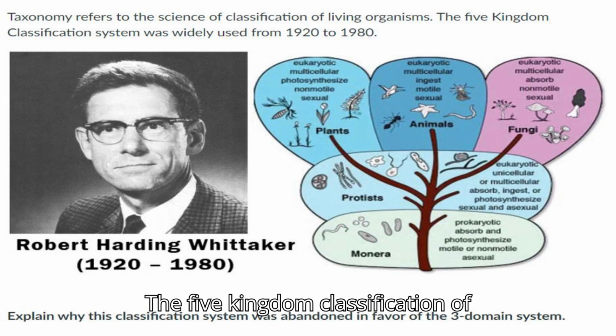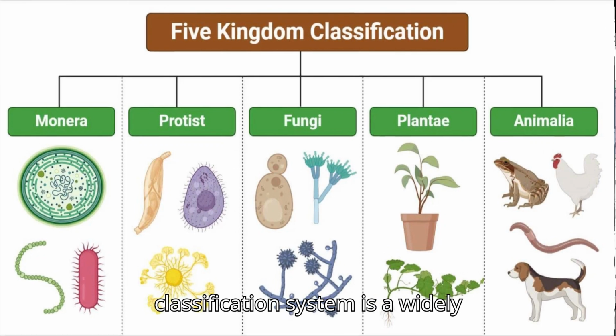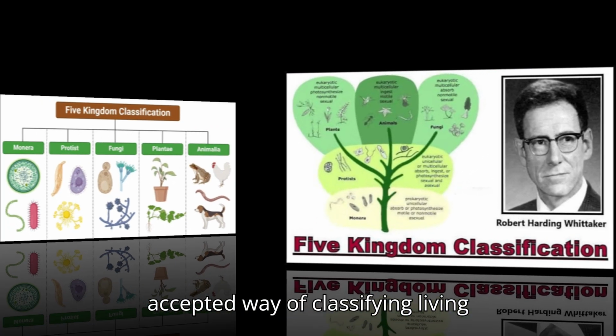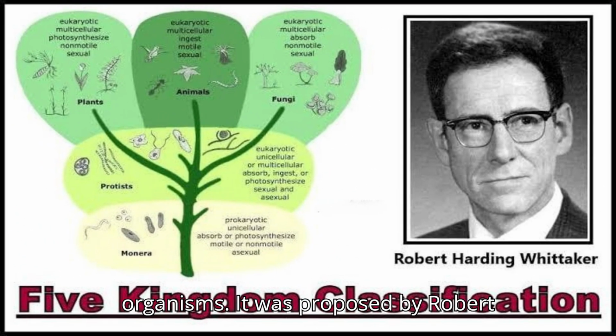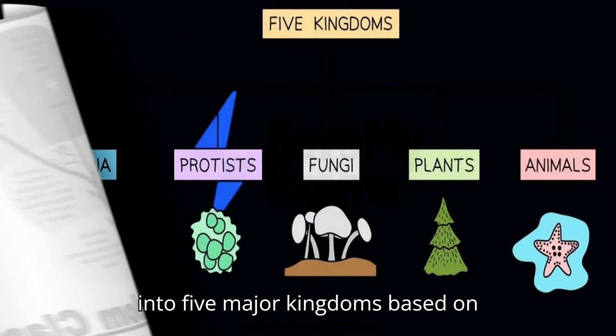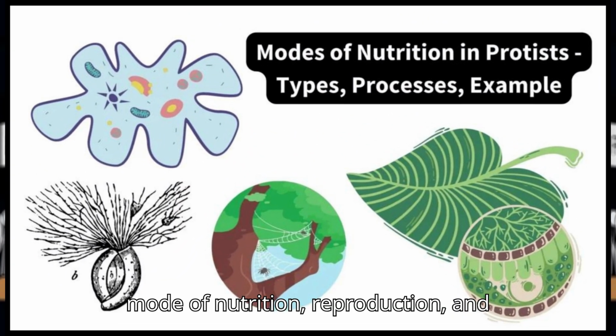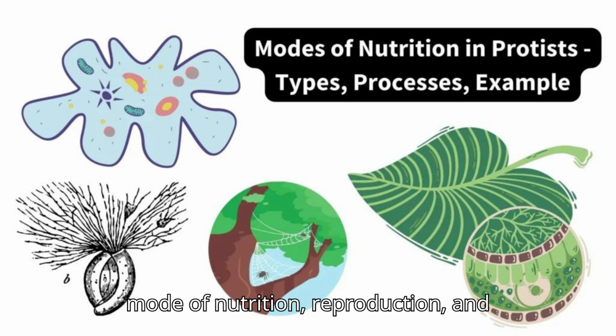The five-kingdom classification of organisms. The five-kingdom classification system is a widely accepted way of classifying living organisms. It was proposed by Robert Whittaker in 1969, dividing life into five major kingdoms based on characteristics such as cell structure, mode of nutrition, reproduction, and more.